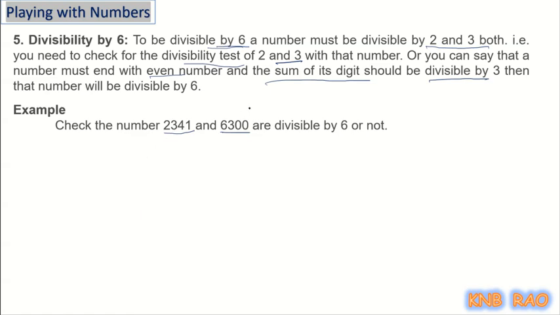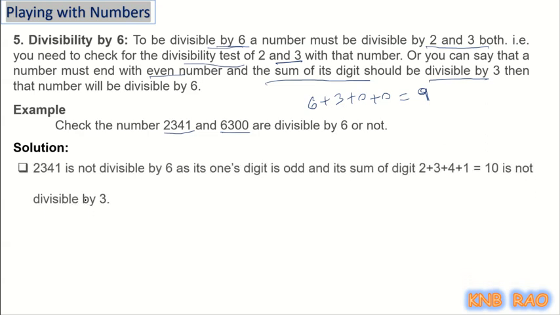Okay? But when it comes to 6300, it is ending in 0. Surely it is divisible by 2, as this is an even number. And how about, is it divisible by 3 or not? Yes. Why? Because when I add its digits, it gives 9, which is divisible by 3, thus 6300 is divisible by 3 also. Now I can conclude 6300 is divisible by 2 also, and by 3 also, which implies it is divisible by 6. Okay? This is how we do it.